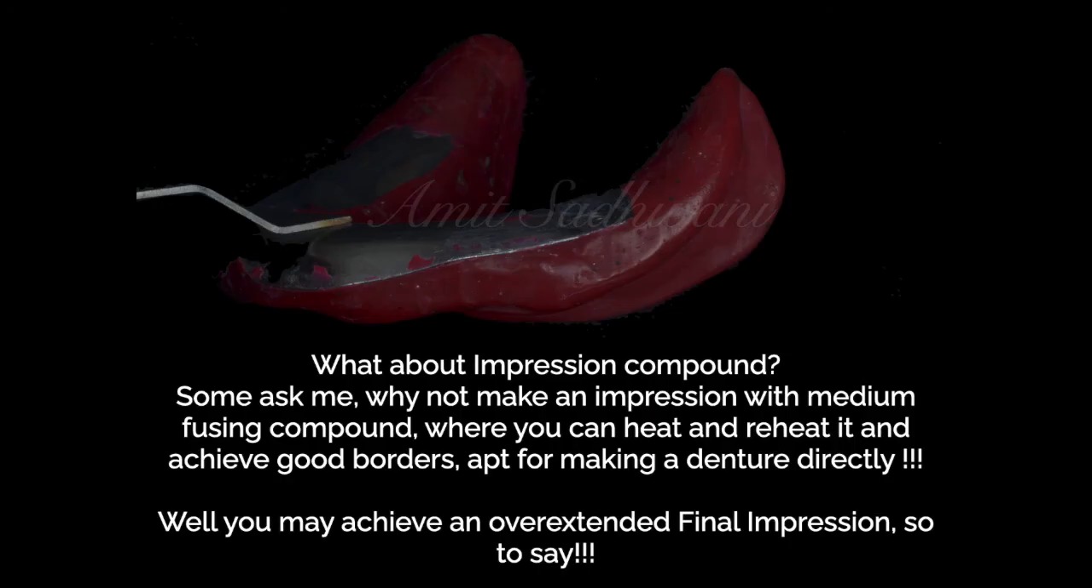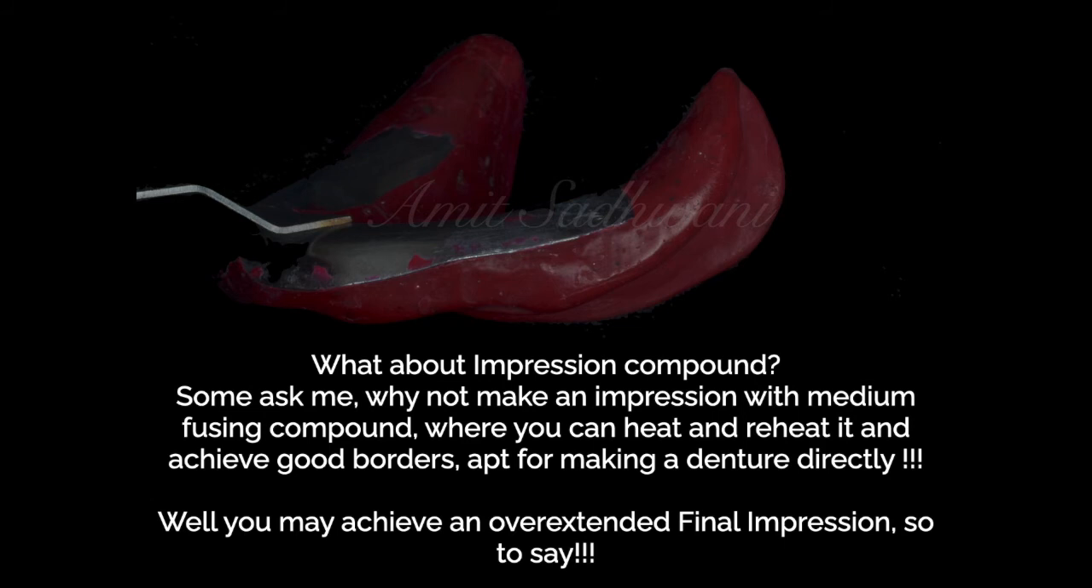Alright, so what about impression compound? Now this was alginate. You might as well end up exposing the stock tray at the peripheries, and you may not be able to reline alginate with alginate again. But with compound, you may be able to reheat a particular segment and make an impression again in a second attempt. Some people ask me, why not make an impression with medium fusing compound and treat it as the final impression?